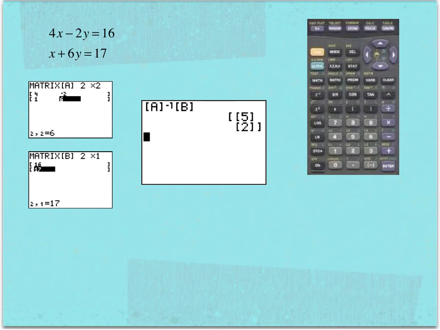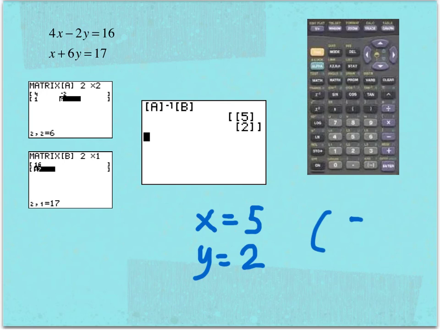Now a nice way to get the answers, and you might remember how we did this on the board, how we kind of divided by the variable, and dividing is the same as multiplying by the inverse. And so really that's what I'm doing here. I'm taking the inverse of this matrix, multiplying it by the second one, and sure enough I get my answers. So the idea here when I do this is that my answer is x equals 5 and y equals 2. In other words, the ordered pair 5, 2 is the solution for this system.